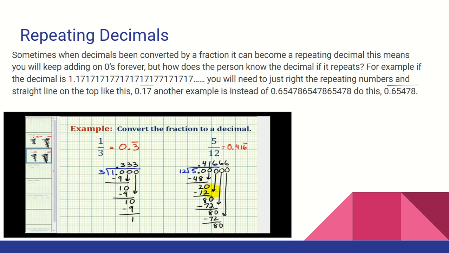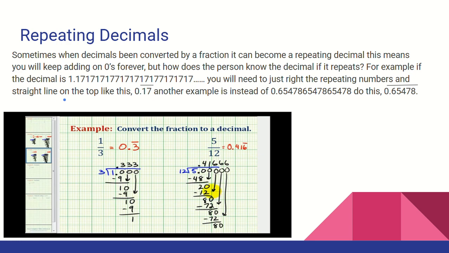Repeating decimals. Jot this down. Sometimes when a fraction is being converted to a decimal, it can become a repeating decimal, like what happened in the last slide. This means you'll keep adding on zeros forever, but how does the person know if the decimal repeats?